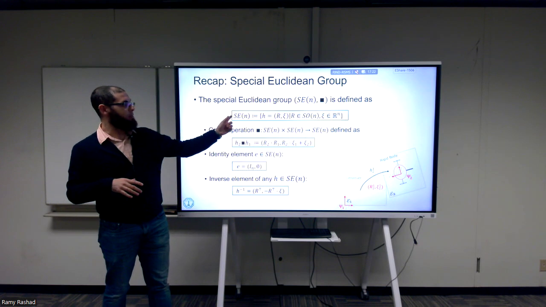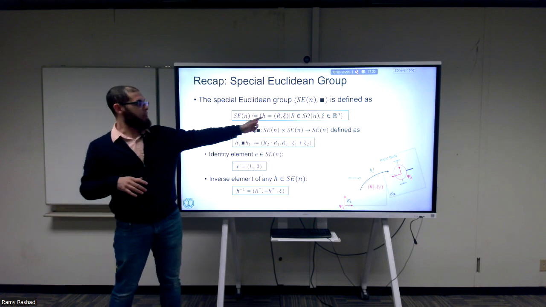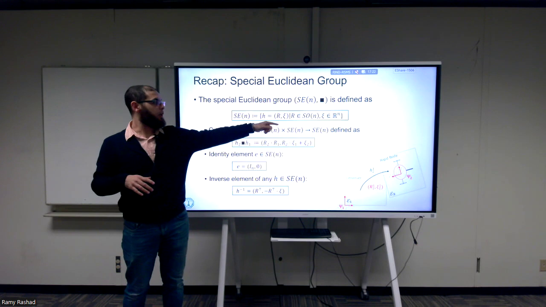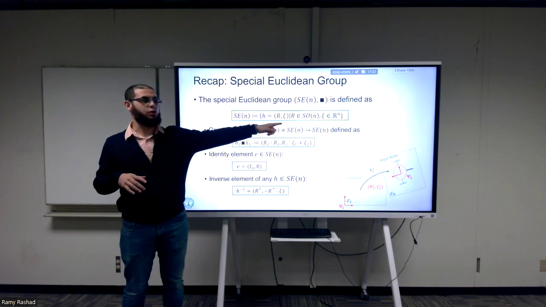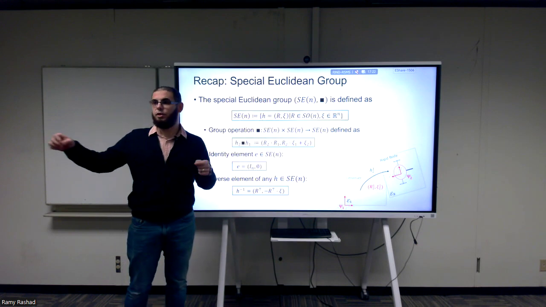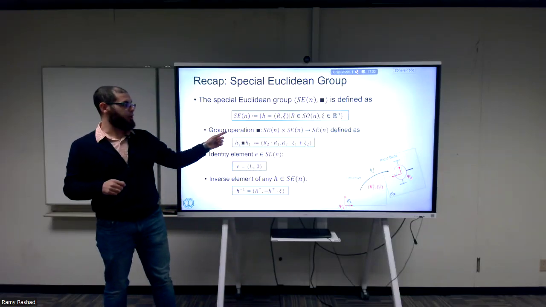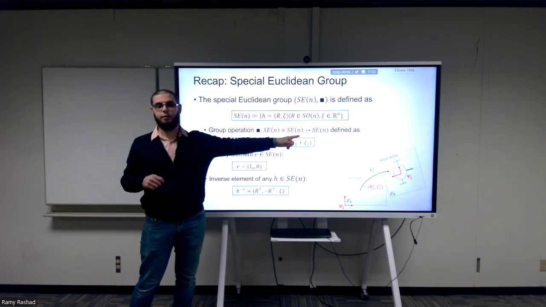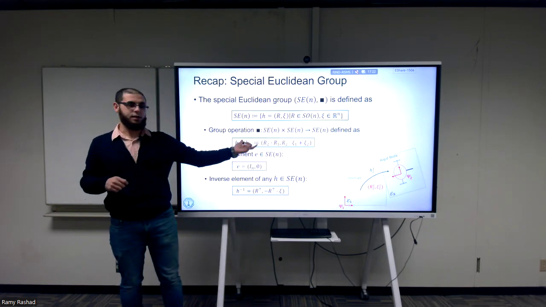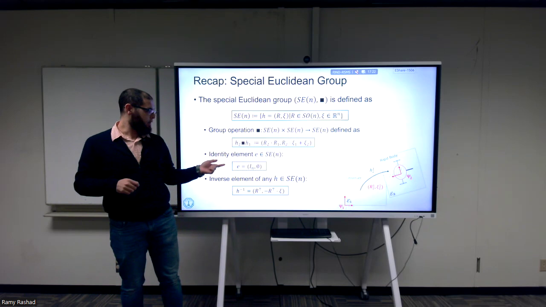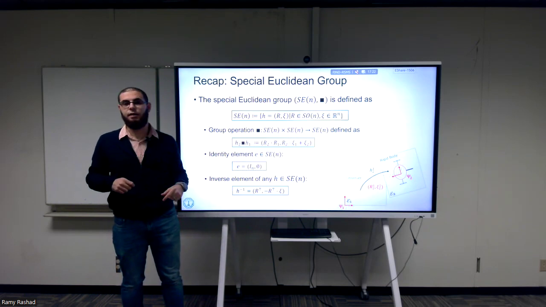We said that one element of this special Euclidean group is the pair R and ψ. R is an element of SO(n), the special orthogonal group, and ψ is a translation vector. We said that this is a group because it has a group operation that would take two elements of this and give us another one. And this was how the group operation was defined. It has an identity element and it also has an inverse element.